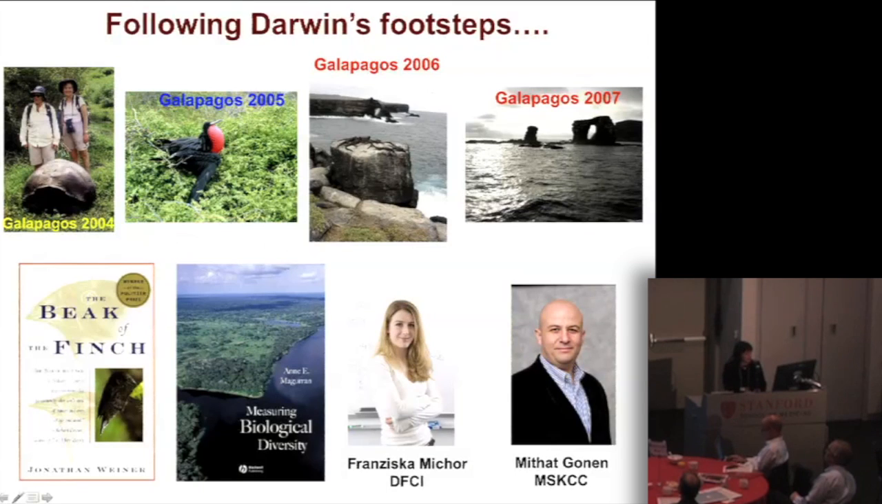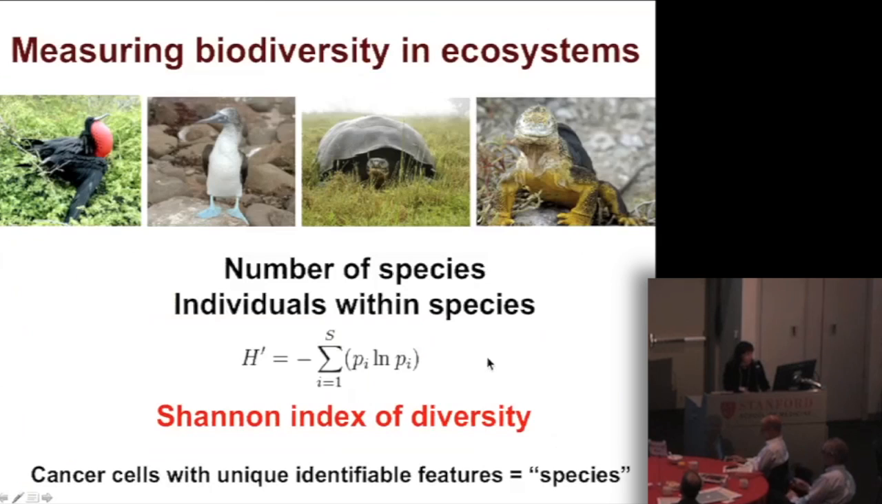And then we wanted to look at more quantitative measures of heterogeneity. Coincidentally, I went to the Galapagos in 2004, and I started reading this book, Beak of the Finch, which is an outstanding book. Everybody should read it. And also Measuring Biological Diversity, which discusses how you assess diversity in ecosystems. And in reality, a cancer patient is an ecosystem. So we started discussing things with Francisca, and that's where we started these really collaborative studies on applying evolutionary and ecological models to understand cancer. And I went back to the Galapagos a few more times.